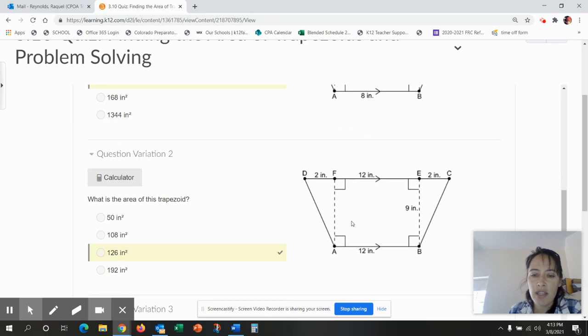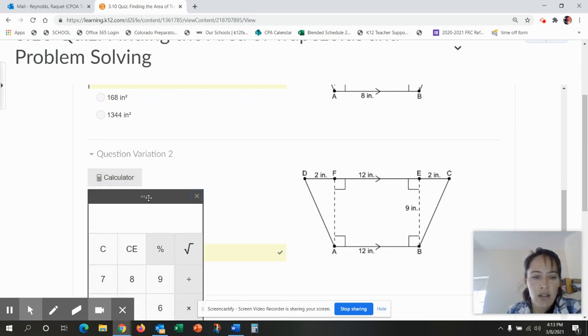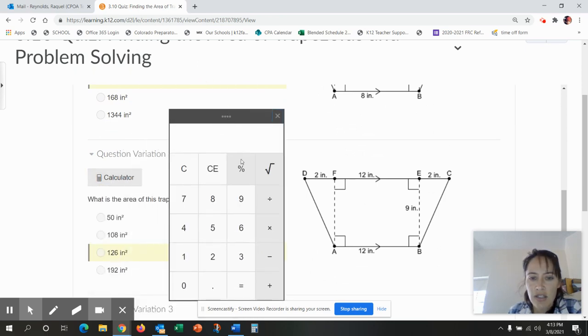We're going to do that same thing for all of these. In this case, several things we could use our calculator for. 2 plus 12 plus 2. That should be 16. Yay, good mental math. That's base 1 plus 12, which is base 2, 28.